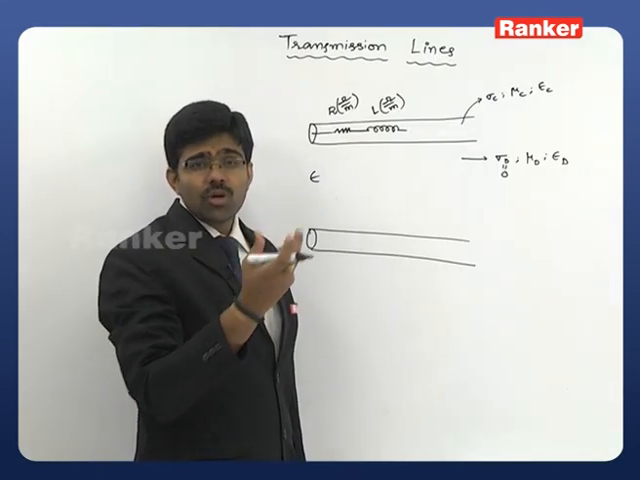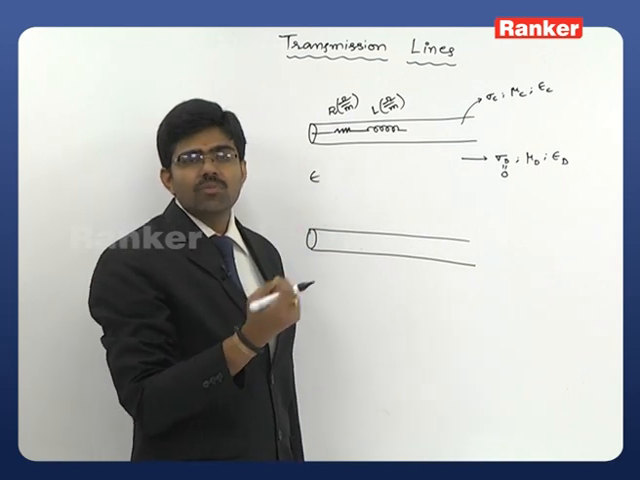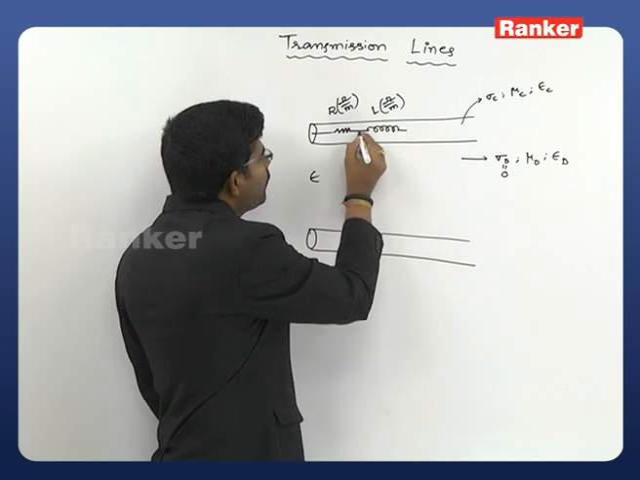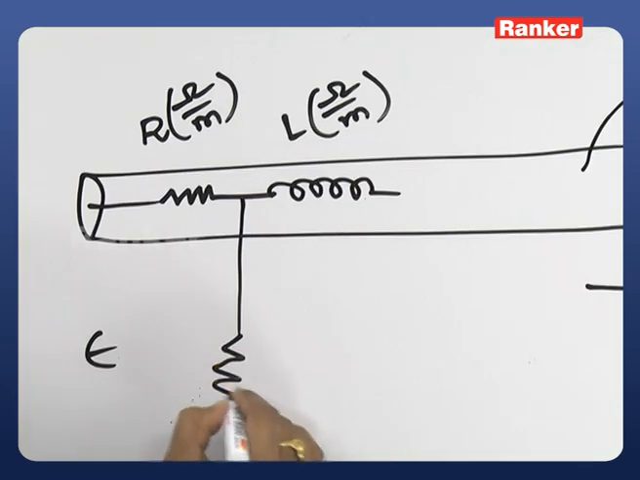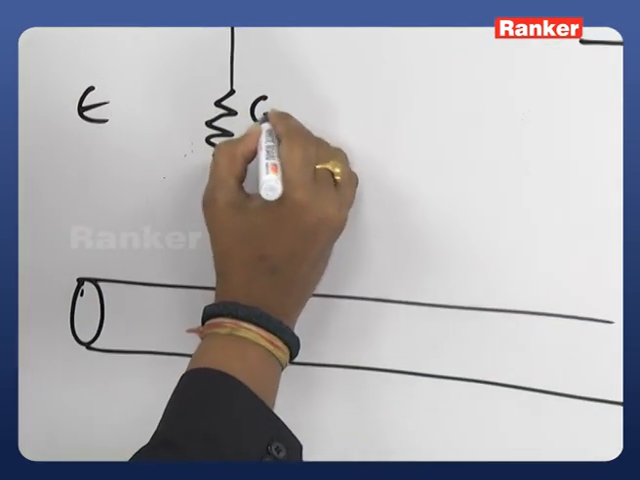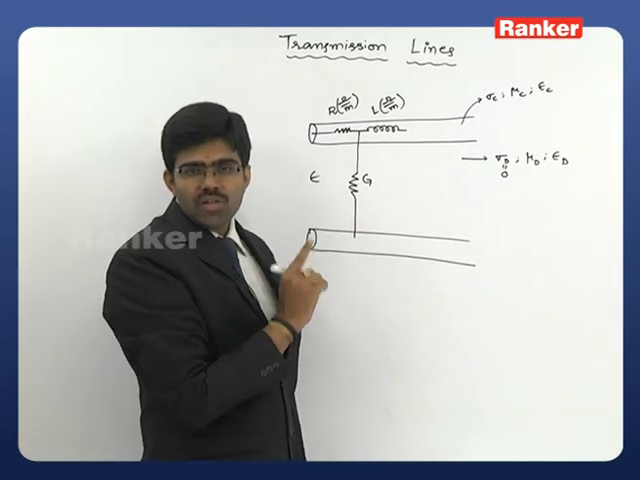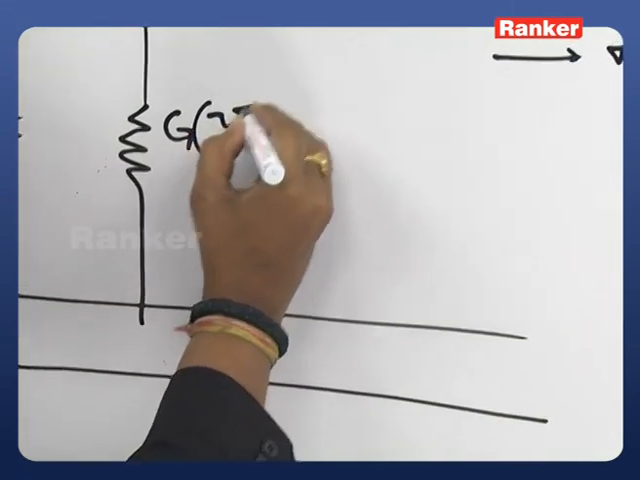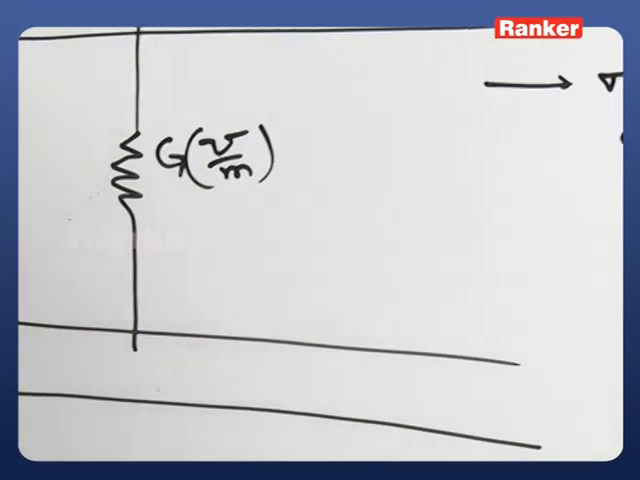So what you have to do is take that conductivity of the dielectric medium for the purpose of analysis. So I will replace this dielectric medium with conductivity, that is represented with G. Once again, this is a distributed element, this is not at all a lumped element. So the units are mho per meter or Siemens per meter.